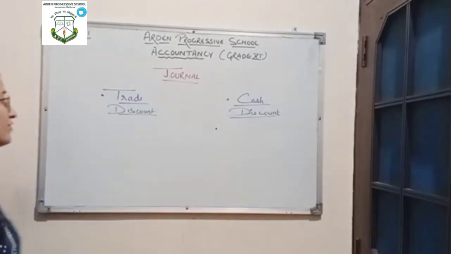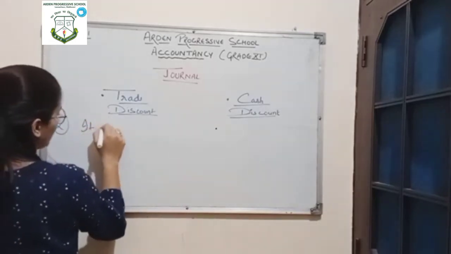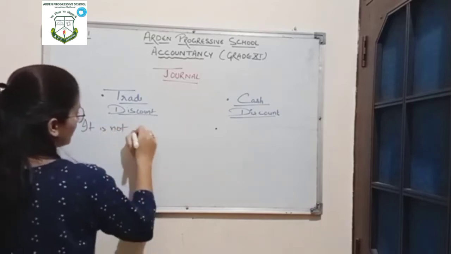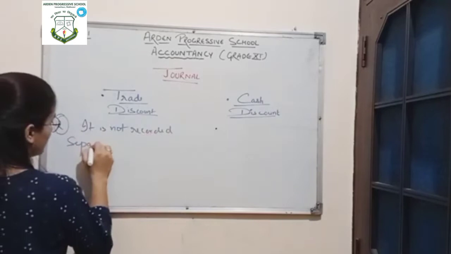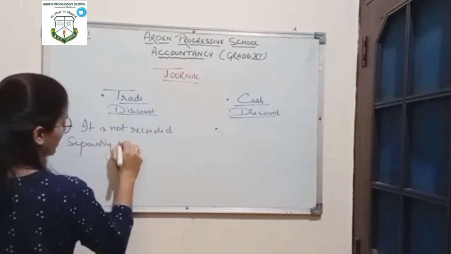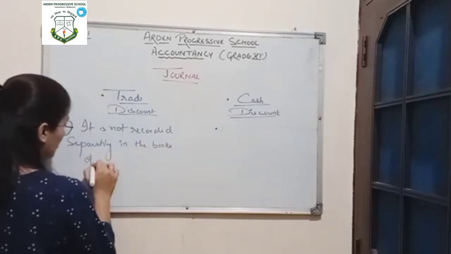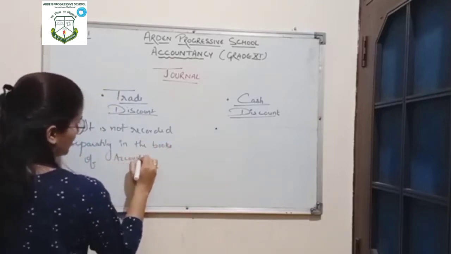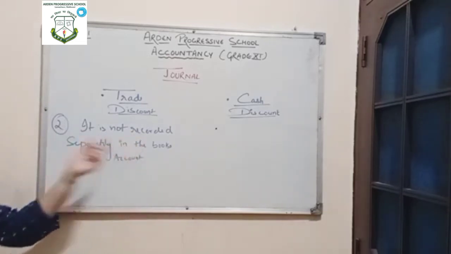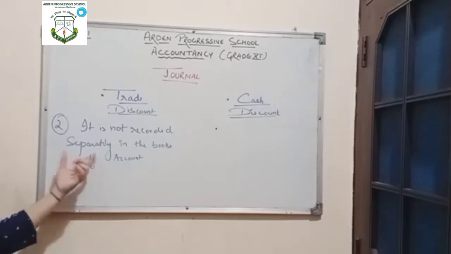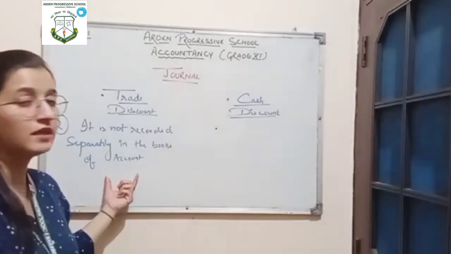Now second point of difference is, trade discount is not recorded separately in the books of account. Now, trade discount amount will not be recorded separately in the books of account. That means any transaction relating to trade discount, it will not be recorded in journal.